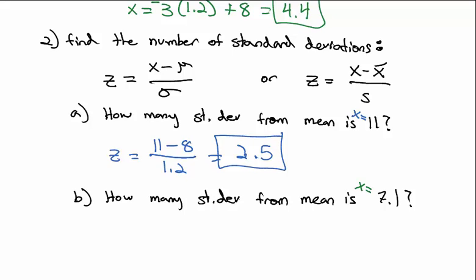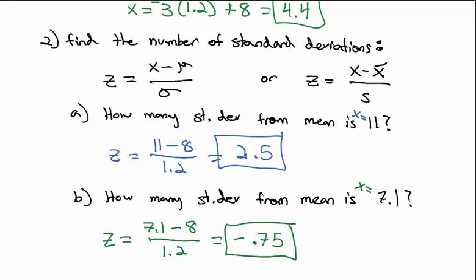Again, that's our x value, that's our data value. So z is equal to 7.1 minus the mean, which is 8, divided by the standard deviation of 1.2. So 7.1 minus 8 is negative 0.9, divided by 1.2 is negative 0.75. It's negative, so we know then we are below the mean by 0.75 standard deviations.